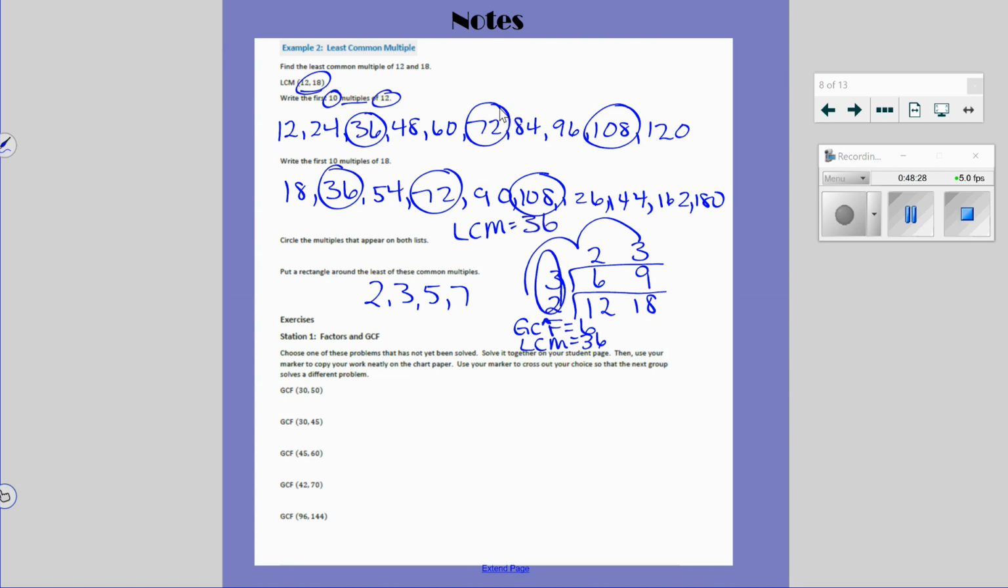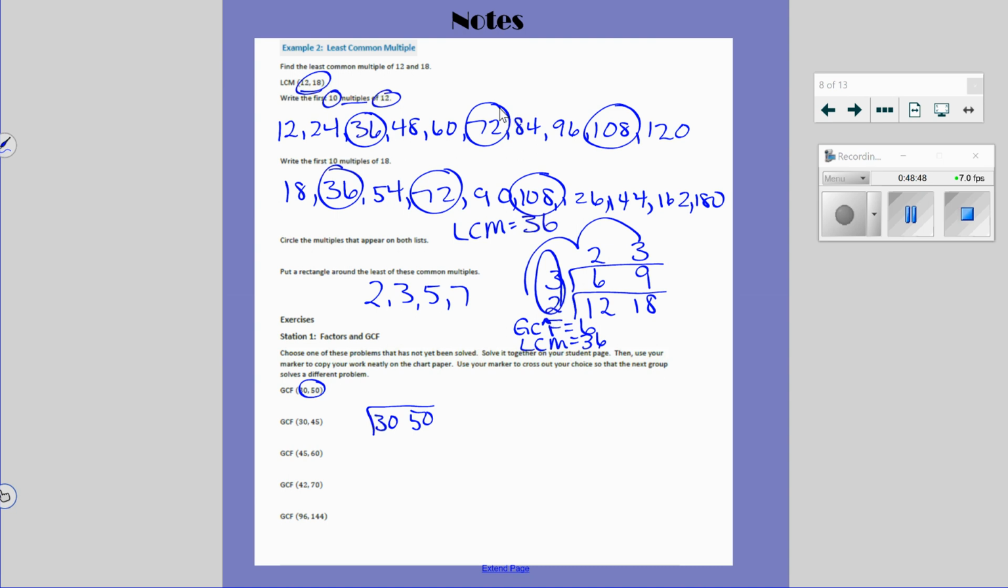See how easy that is? Super, super easy. Let's look at a couple other examples, okay? So we'll do this first set here together, 30 and 50. So I write down the 30, the 50, and I put a division bar over both. What number goes into both of them?